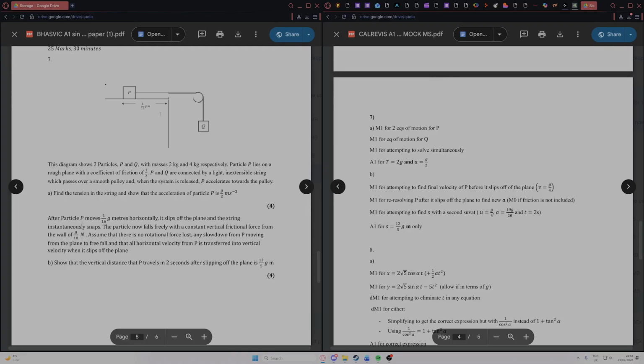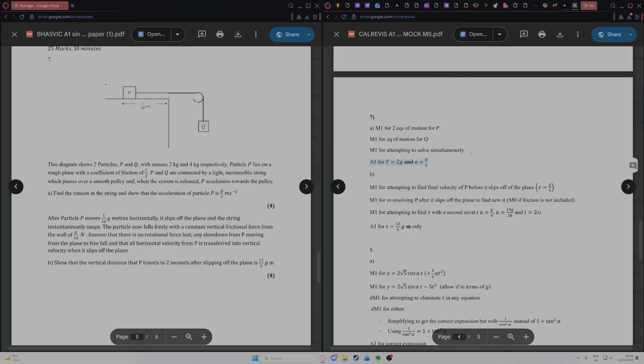So you need to do 2 equations of motion for P, because you need to think about friction, which is pulling left. And for friction, you need R, and for R, you need to resolve vertically. So it would be R equals 2G, and then you can resolve sideways, which is T minus G, because it's a half times 2G, equals MA. Then you resolve Q, for another M1 mark, to get 4G minus T equals 4A. And then you can solve these equations simultaneously to get these 2 values for T and A.